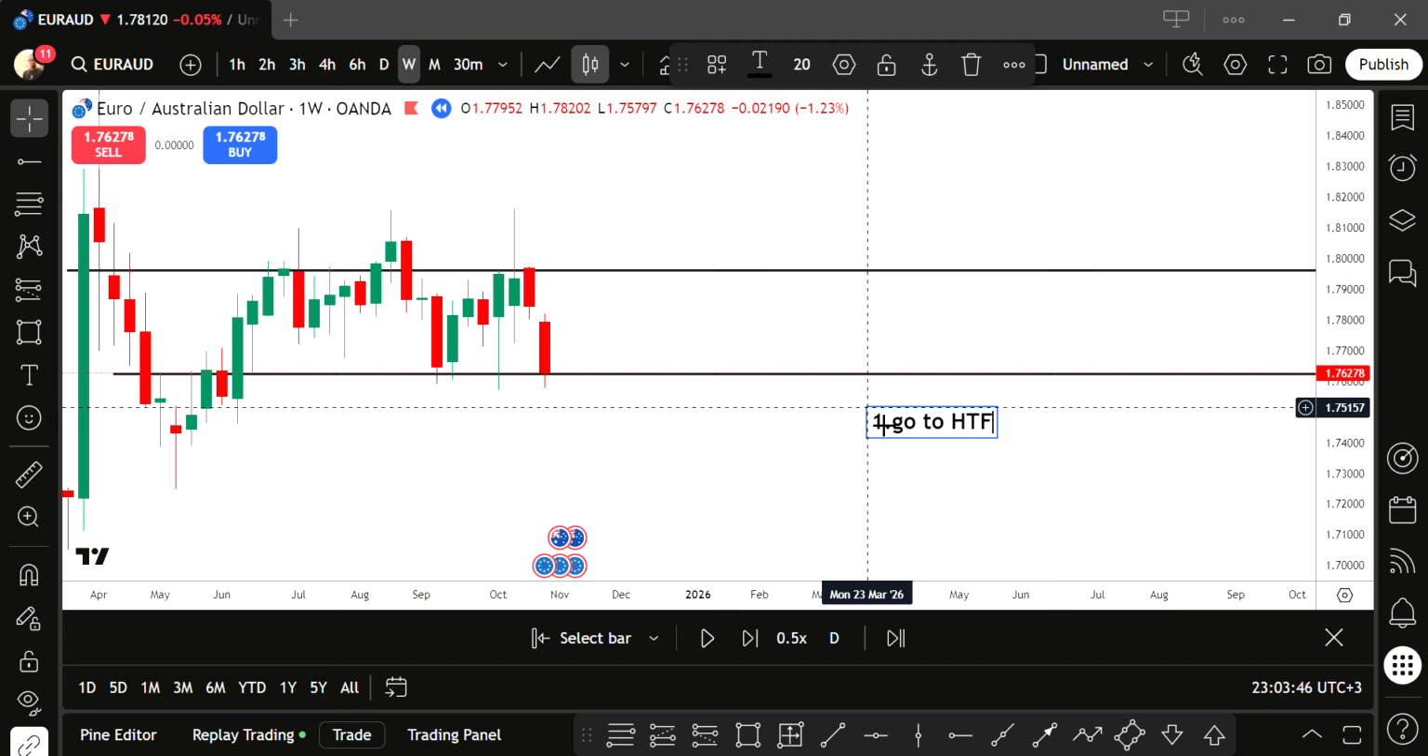And step number two, you want to mark out structures on your highest time frame. Mark structures on your high time frame. So the structures you're going to, what is this I've typed?